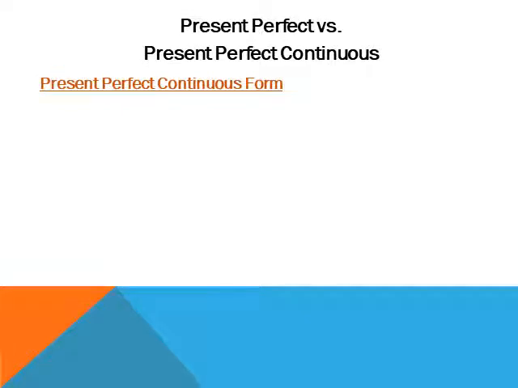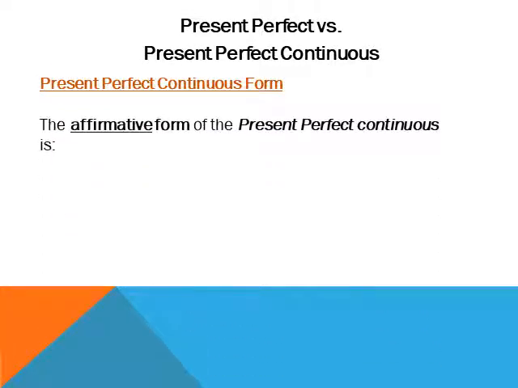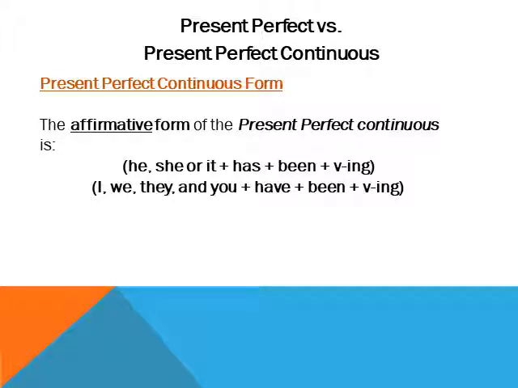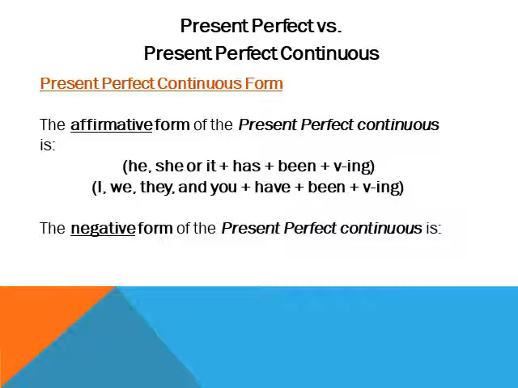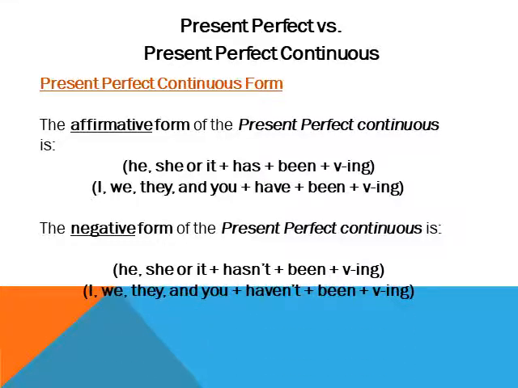Now moving to the form of the present perfect continuous. The affirmative form of the present perfect continuous is has been plus verb-ing with he, she, or it, or have been plus verb-ing with I, we, you, or they. The negative form is simply done by adding not. As we see here, we have hasn't been plus verb-ing with he, she, or it, haven't been plus verb-ing with I, we, you, or they.